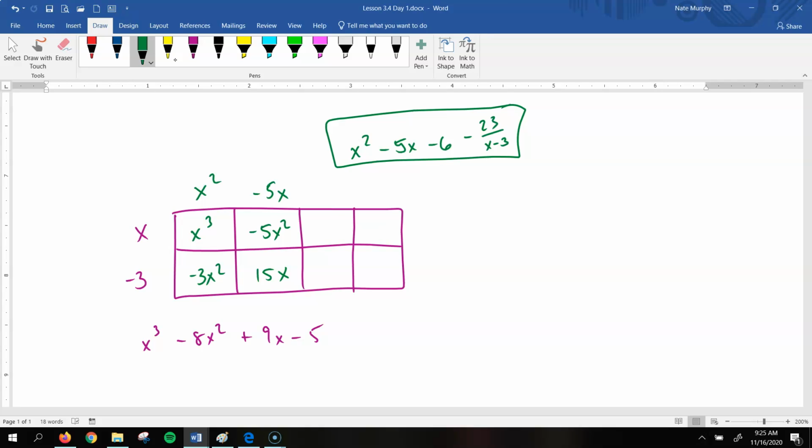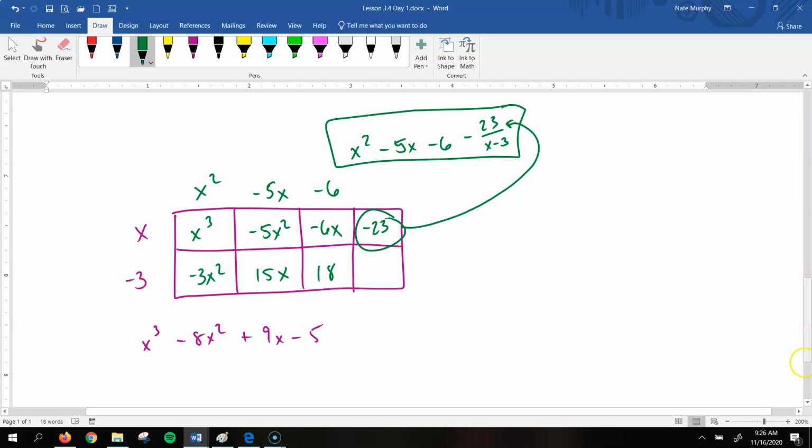And what would I add to 15x to get 9x? Well, that would be negative 6x. So I would need to have a negative 6 here. So negative 6 times x, sure enough, is negative 6x. Negative 6 times negative 3 is a positive 18. And I ran out, but I need to still figure out what would I add, because this does not work out, because 18 is not the same as negative 5. So what would I add to 18 to get negative 5? Well, that would have to be negative 23. So our remainder would be negative 23, which again, the same thing that we had here.